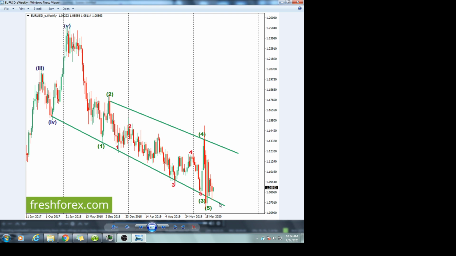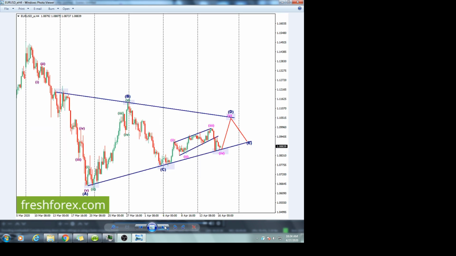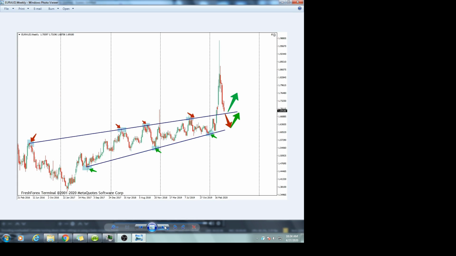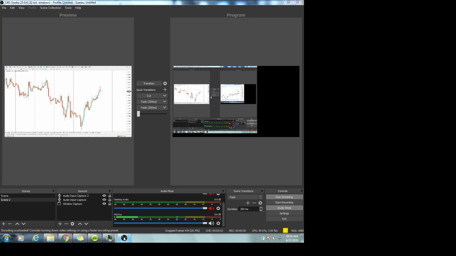So let's see what we have on GBP USD. Let's just draw it. GBP USD should be here. So this is upwards. The price continues to move to the upper side, and if we check the weekly chart, you should have something like this.